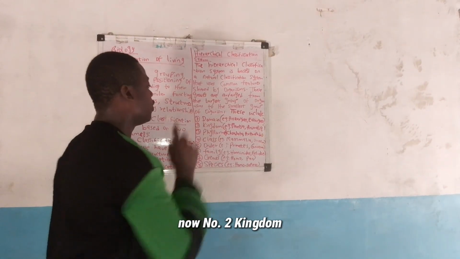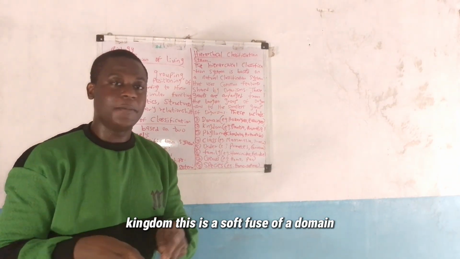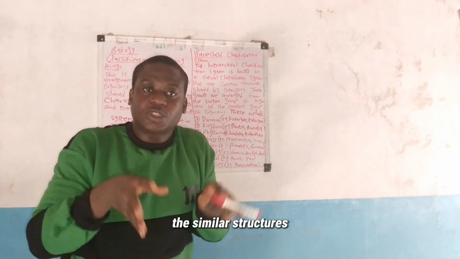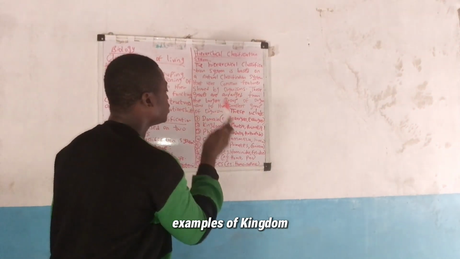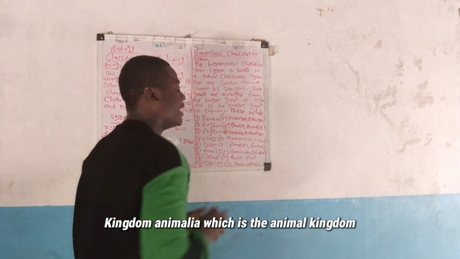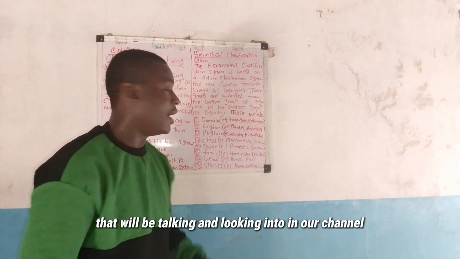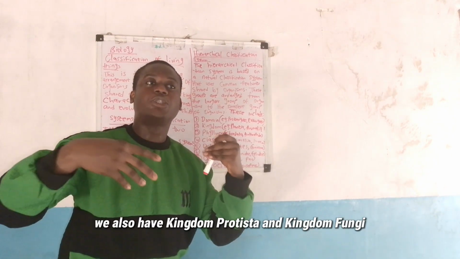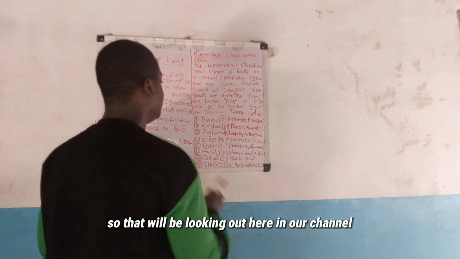Now, number two, kingdom. Kingdom is a subfield of a domain, and members of the same kingdom have similar structures, mode of nutrition, and organization. Examples of kingdom: we have kingdom Plantae, which is the plant kingdom; kingdom Animalia, which is the animal kingdom. That we'll be talking and looking into in our channel. And we also have many other kingdoms like kingdom Monera, kingdom Protista and kingdom Fungi. So that we'll be looking at here in our channel.